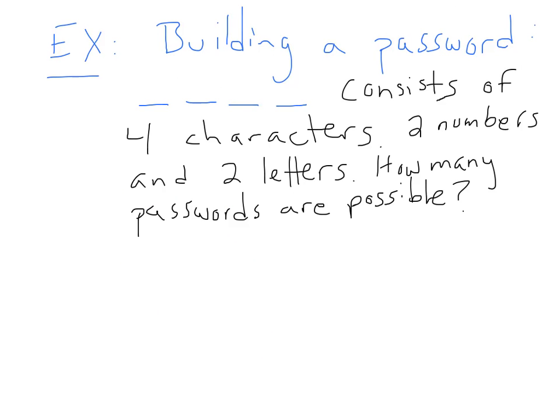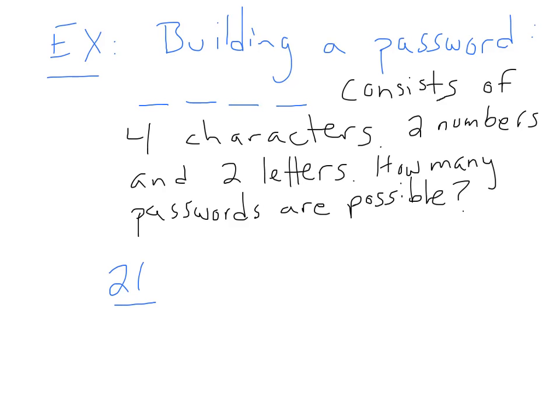Okay, building a password. Let's suppose you have to build a 4-character password where 2 characters must be numbers and 2 must be letters. How many possible passwords exist given this criteria? If you want to know the number of ways to do something, you can use the basic counting principle, which says you consider the number of ways of doing one thing.